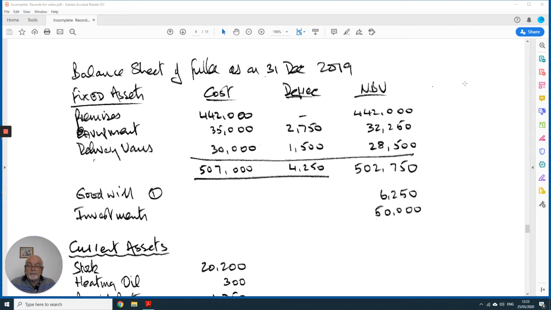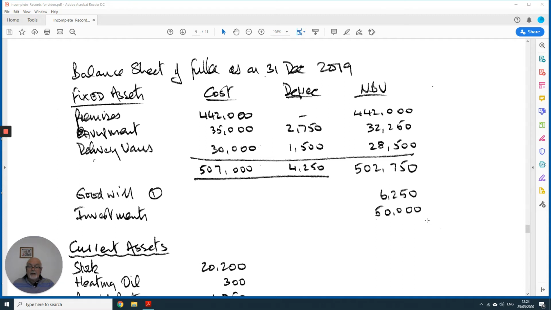And we bought delivery vans for 30,000 euro during the year on the 1st of the 9th. And we've got a third of the year's depreciation in there for the 1,500. In this question, there's no prior year depreciation because Fuller bought this business at the start of the year. So the figures in the profit and loss account and the balance sheet for provision for depreciation will be the same. The goodwill of 6,250 was the extra amount that Fuller paid to acquire the business, and we did that in adjustment number 1. And the business had 50,000 euro worth of investments since the start of the year.